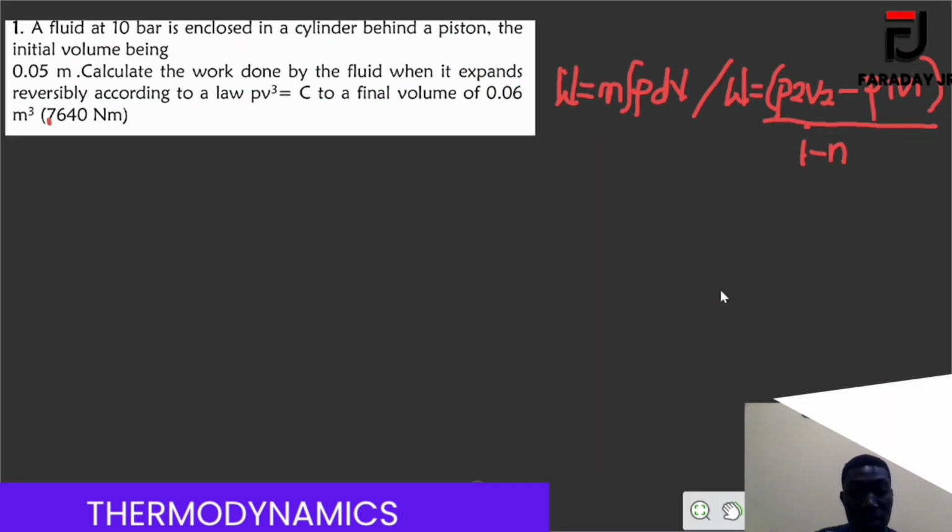I'm Solomon Bright, and I'll be taking you through thermodynamics. This is a typical example from it, in which I'm going to solve it with you and go through. At the end of it, we should be able to solve this particular question.